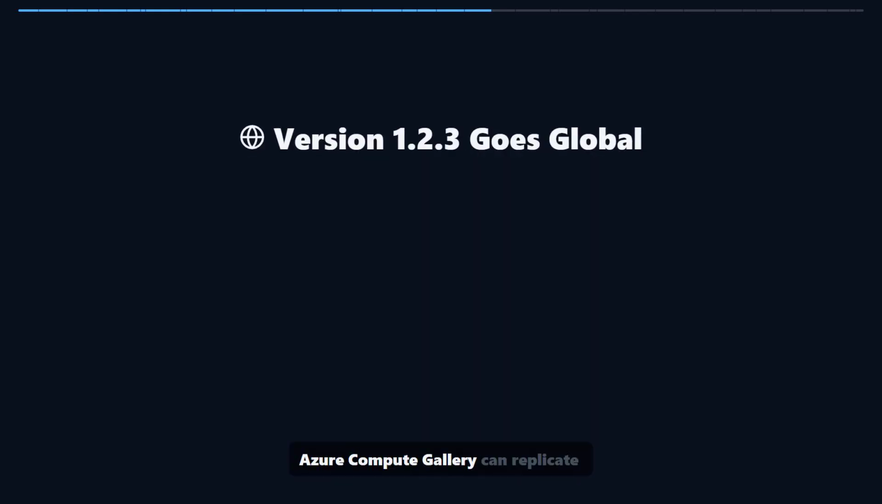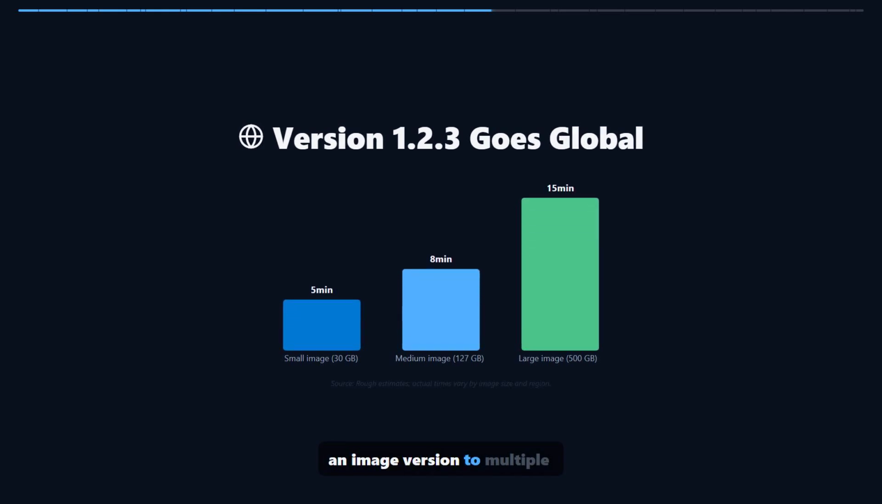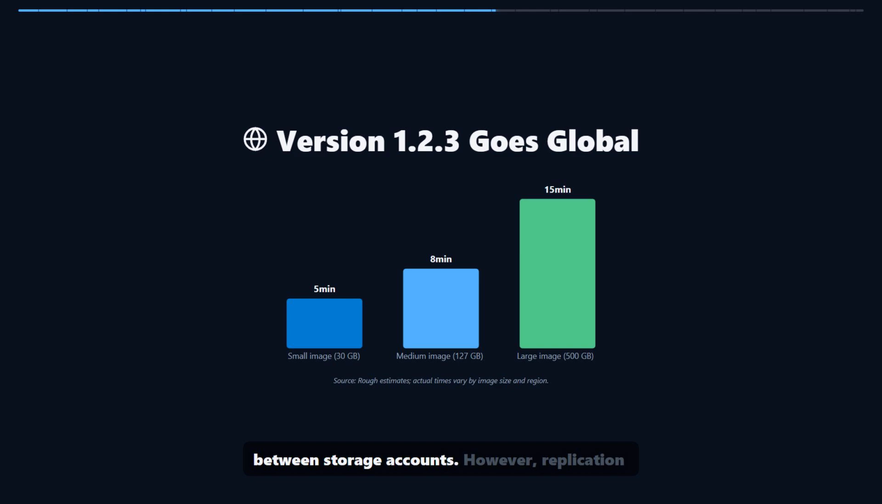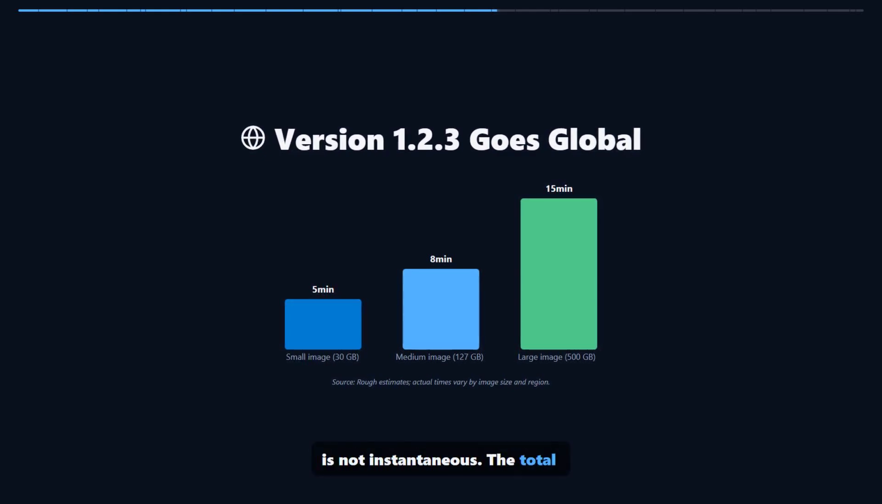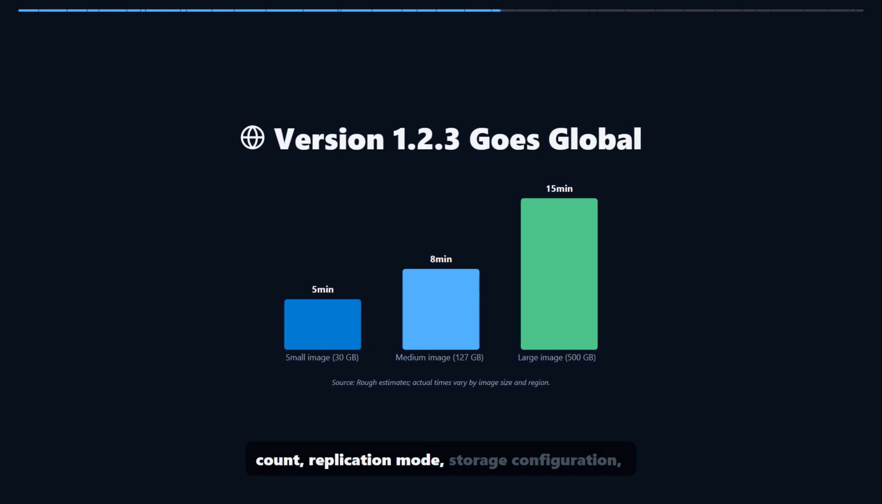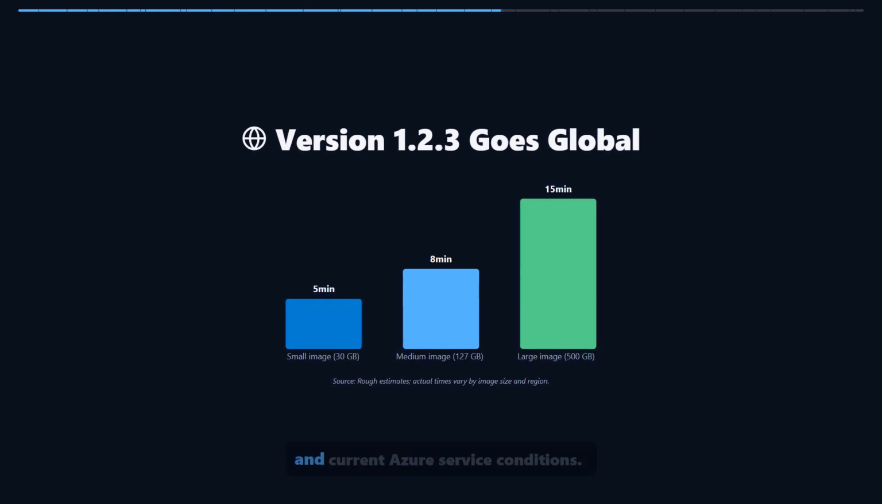Azure Compute Gallery can replicate an image version to multiple target regions. Replication can occur across regions without requiring you to manually copy VHD files between storage accounts. However, replication is not instantaneous. The total time depends on the size of the image, number and distance of target regions, replica count, replication mode, storage configuration, and current Azure service conditions.